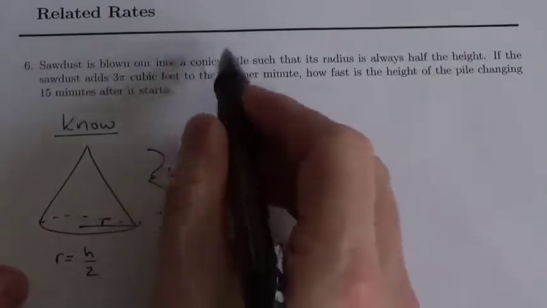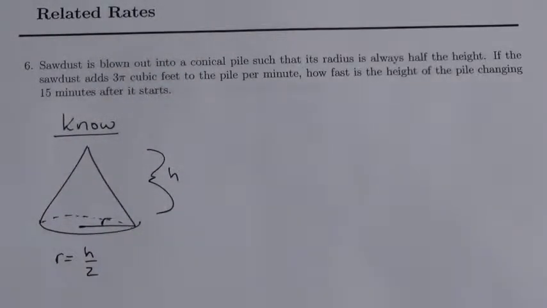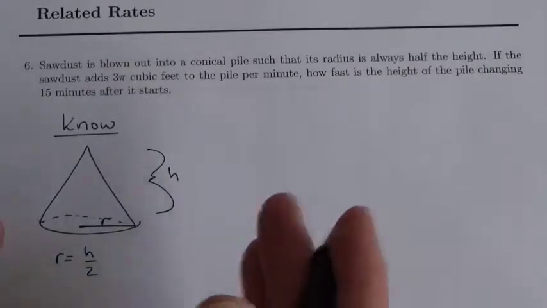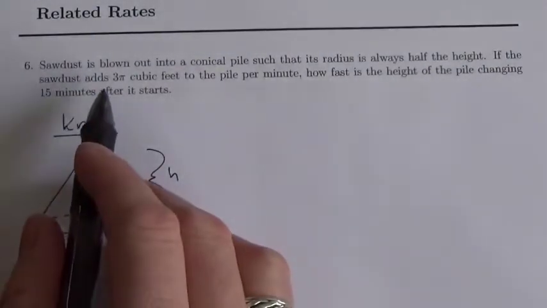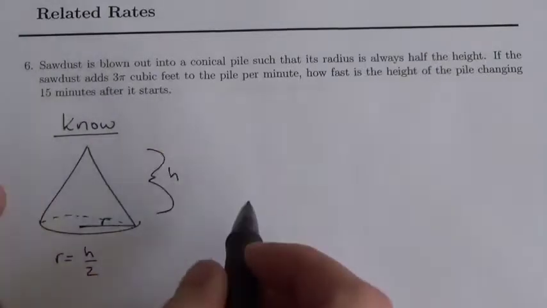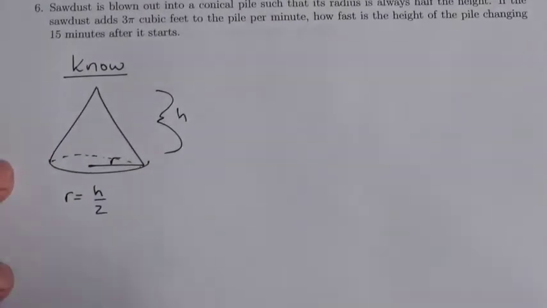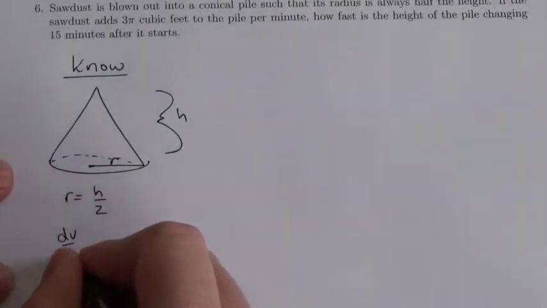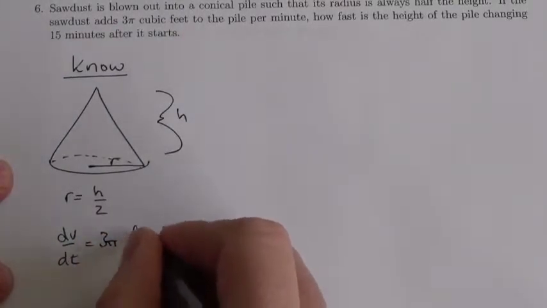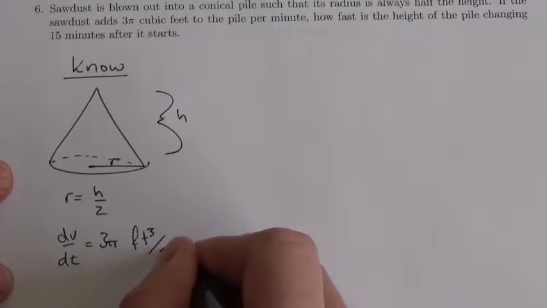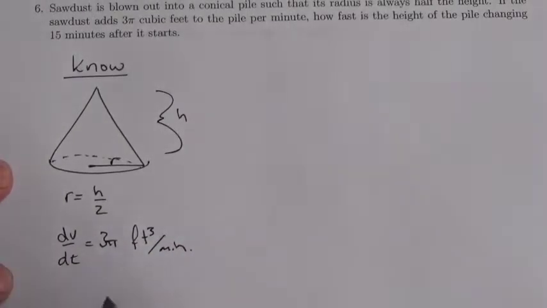Because as soon as I saw that conical pile of sand, I suspect we're going to be talking about volume. And the formula for the volume of a cone has radius and height in it. Now, if the sawdust adds 3 pi cubic feet to the pile per minute, well, there we go. So I know dV by dt is going to be 3 pi cubic feet per minute. So I know a rate, dV by dt.